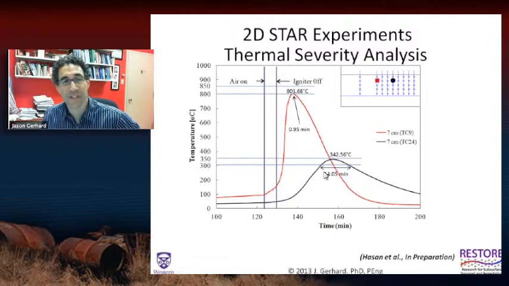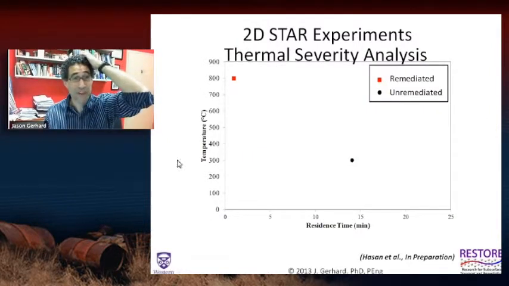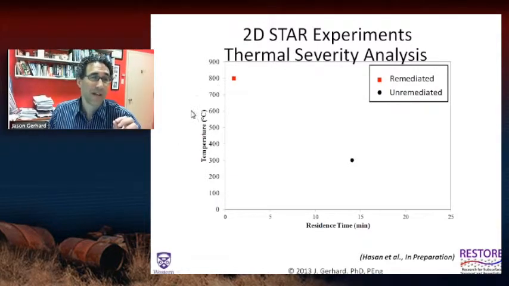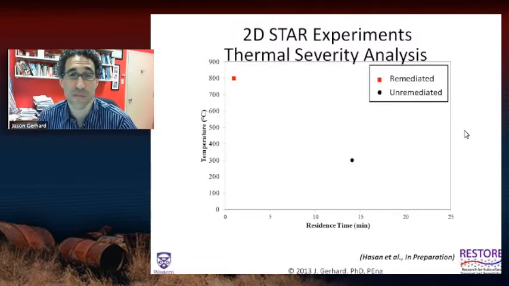So we would classify this point as 300 for 14 minutes, and this point as 800 for 1 minute. And what we then do is we take those 2 data points and we plot them on a severity analysis profile. This is temperature, peak temperature reached in degrees Celsius, and this is the time spent at that peak. So you can see here's the one location, 1 minute at 800, and here's the other one, 14 minutes at 300.